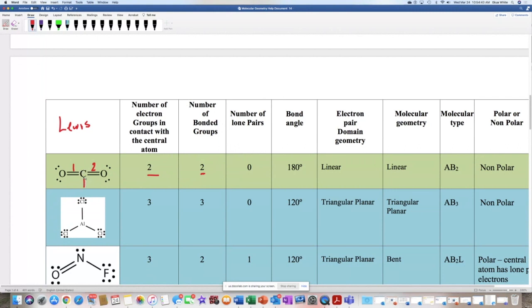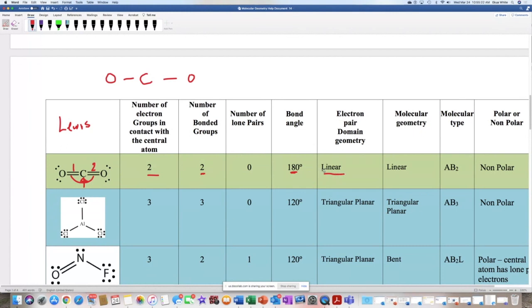Remember I told you guys, everything we're doing here is around an assigned central atom. Only carbon is central here. We have 2 groups. Both groups are bonded groups. We have 0 lone pair. If that's your situation with your compound that you just drew, then the bond angle, the angle between the bonds, is going to be 180. The geometry of this compound, if you draw it out like this, carbon, oxygen, oxygen, it kind of looks like this, will be linear.